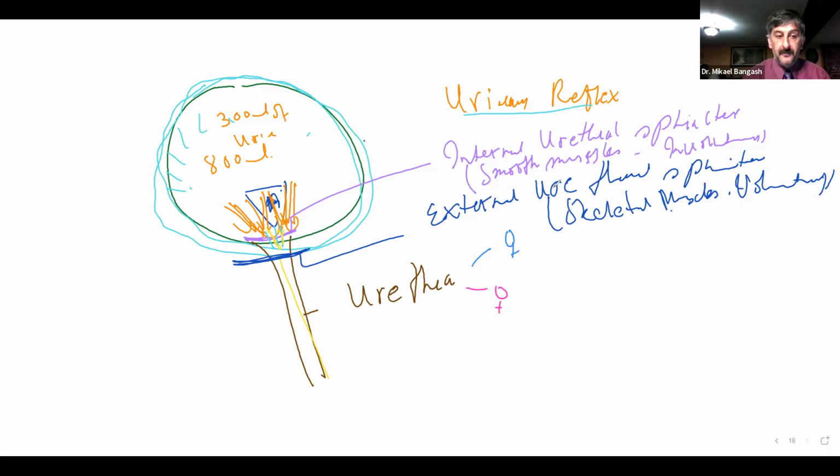And what did we mean by a sphincter? Mainly, there's this valve mechanism which is mainly made up of muscles that circle around. When they constrict, they block the passage. When they relax, they open the passage.